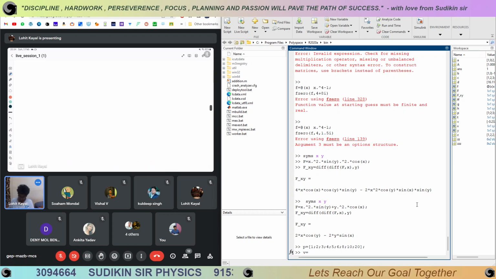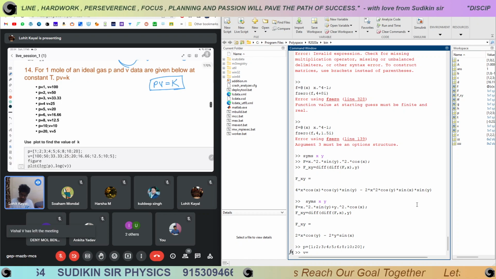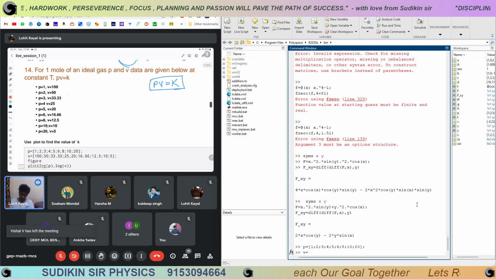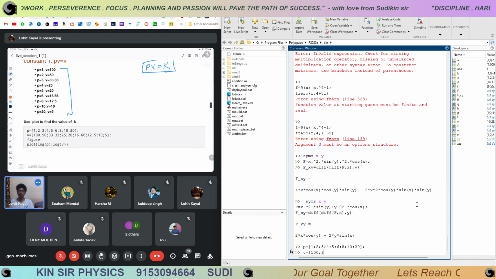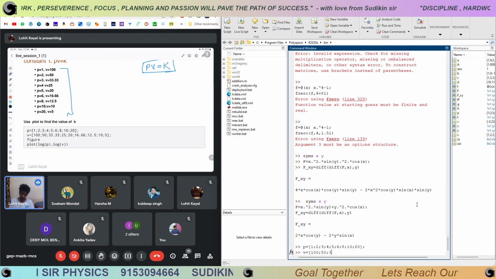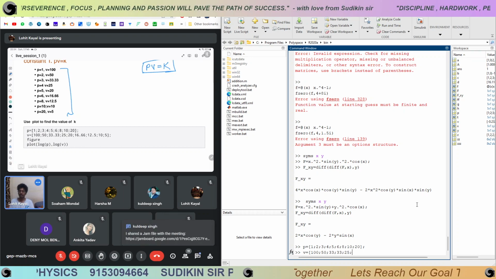So I have provided some values. At p equal to 1, v equal to 100, p equal to 2, v equal to 53, p equal to 3, v equal to 33, and so on. So you can see very easily that I have taken it such a way that PV equal to 100.